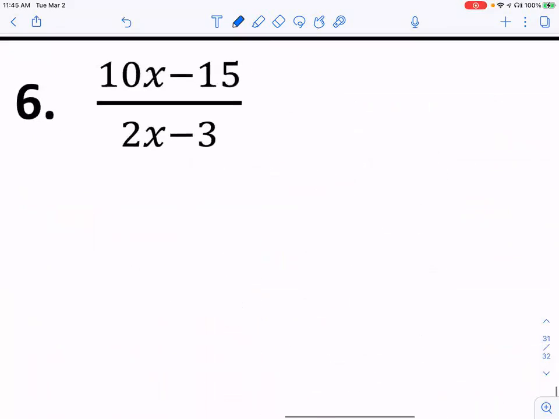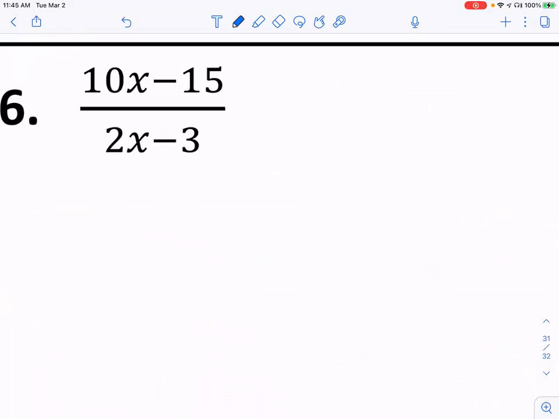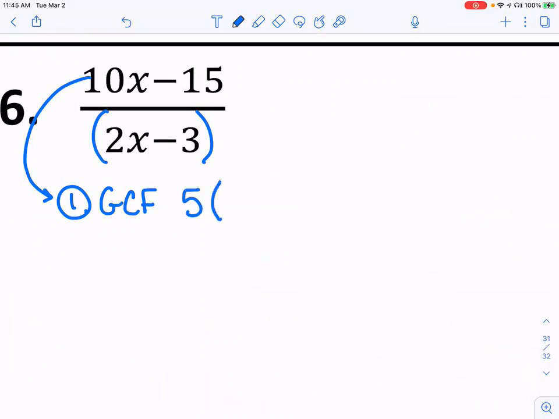Now let's look at number 6. Pretend this doesn't exist for a moment and focus on that. What's the GCF? Just a 5. Not an x, right? Just a 5. Okay, divide by 5, divide by 5. Let me know what you get.